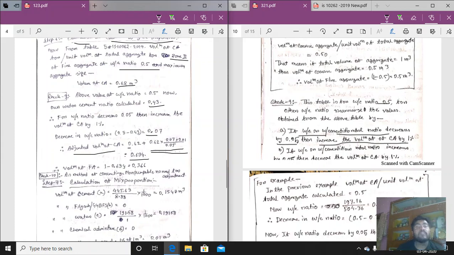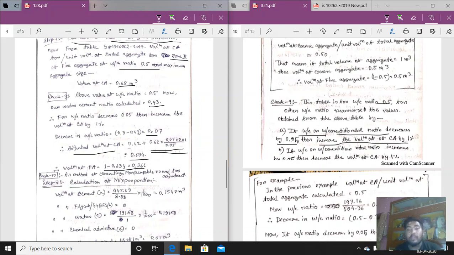Now the volume of the fine aggregate will be 1 minus 0.634, that is 0.366. It is the volume of the fine aggregate. That means in 1 meter cube volume of total aggregate, 0.634 is the volume of coarse aggregate and 0.366 meter cube is the volume of the fine aggregate.